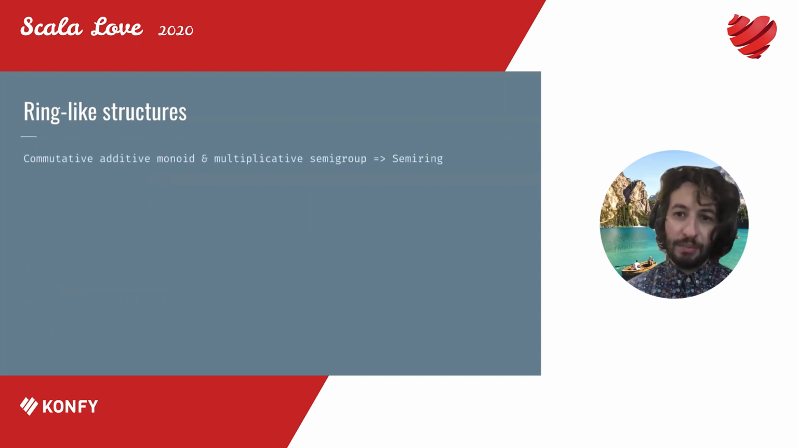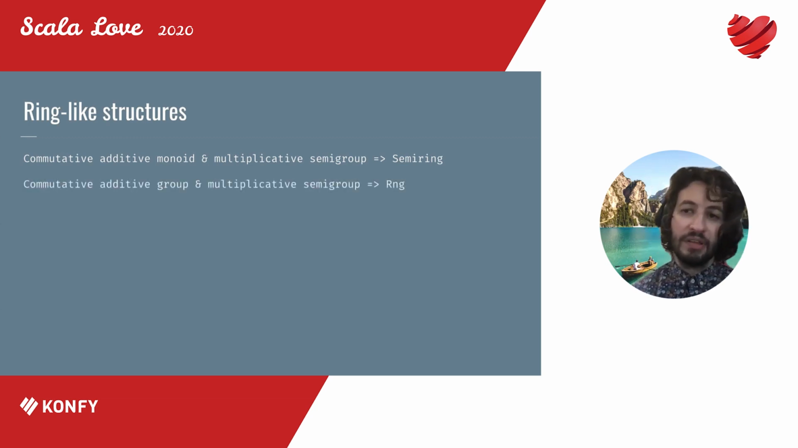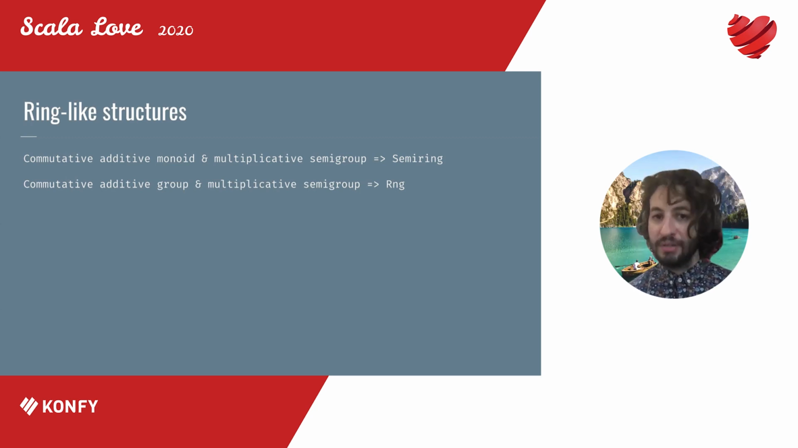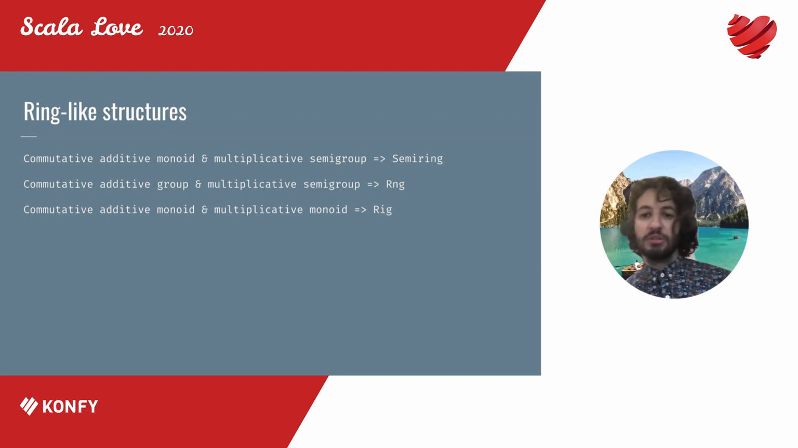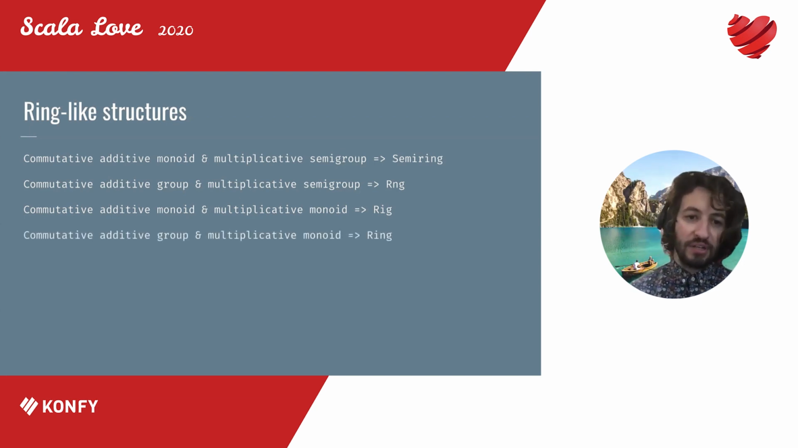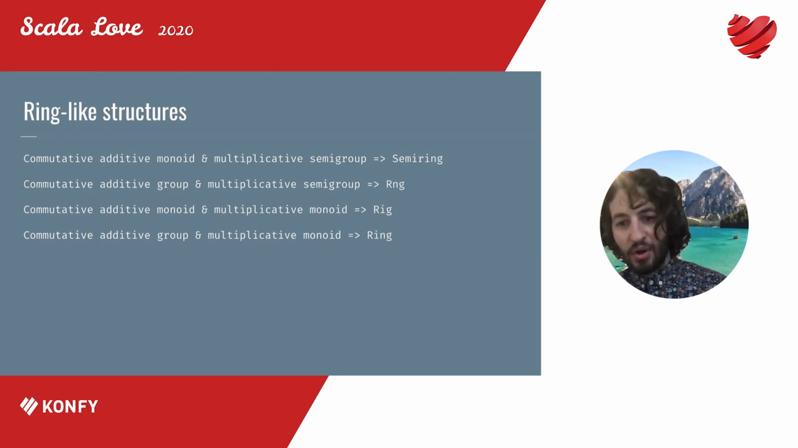So we have a semi-ring, which is a commutative additive monoid and a multiplicative semigroup. So what if we had a group in the additive part, right? If we had a commutative additive group and a multiplicative semigroup, we get what's called a rung. And if we have two monoids, one a commutative additive monoid and a multiplicative monoid, we have a rig. And if we have both a commutative additive group and a multiplicative monoid, we get a ring.